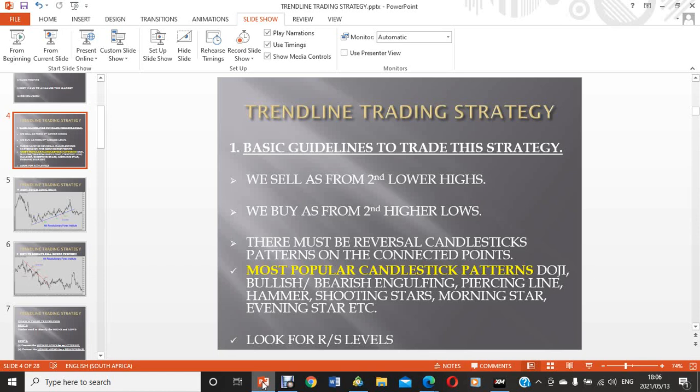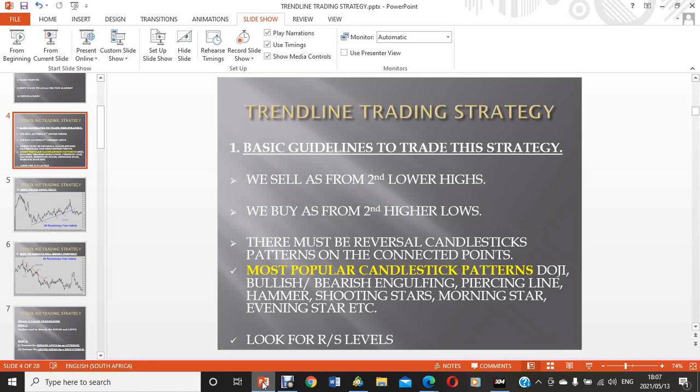We look for bearish positions, or sell positions, at the second lower high. We will show you what the second lower high is, and then we look for bullish positions, or buy positions, at the second higher low. So we look for sell or short positions at the second lower high, and we look for buy positions at the second higher low.